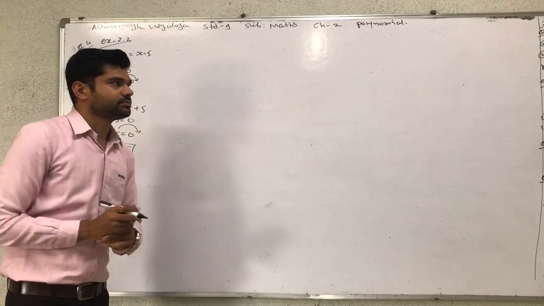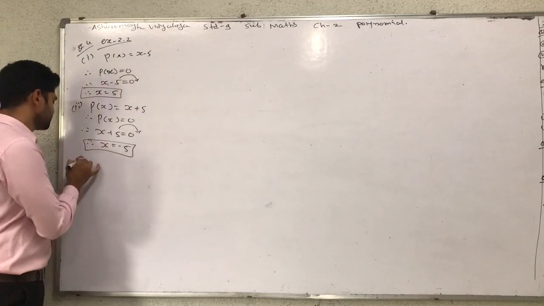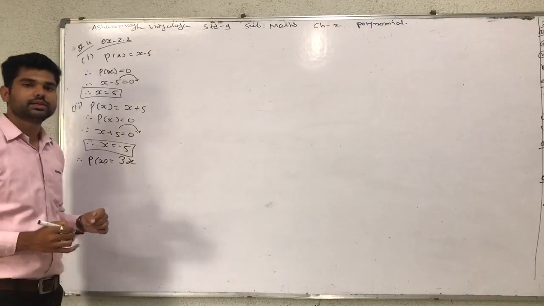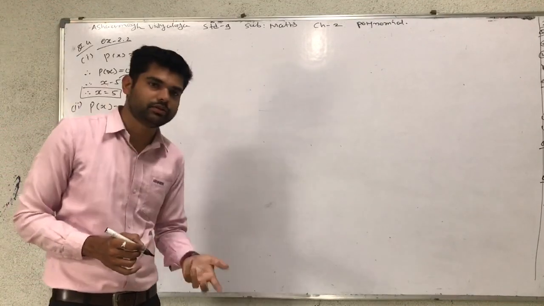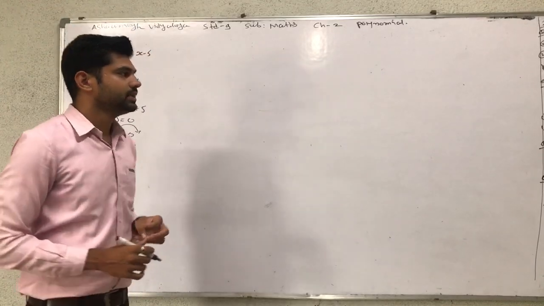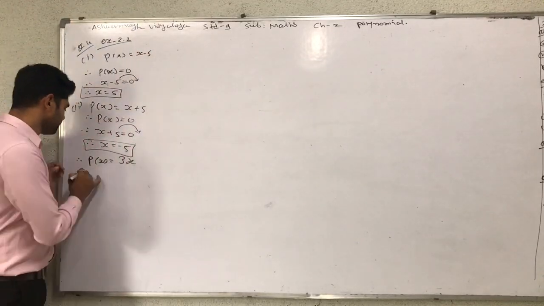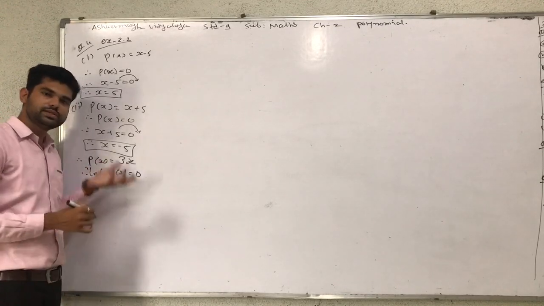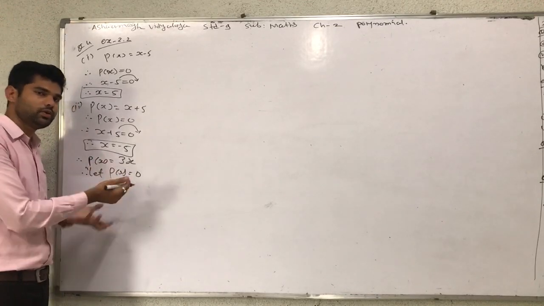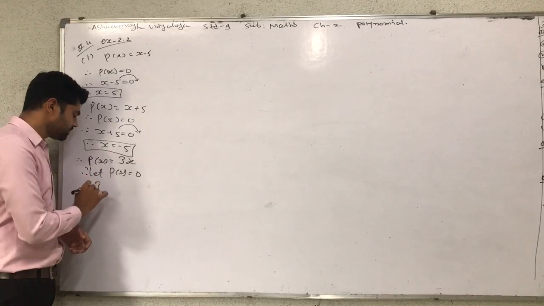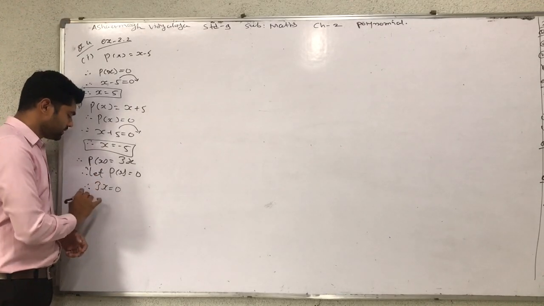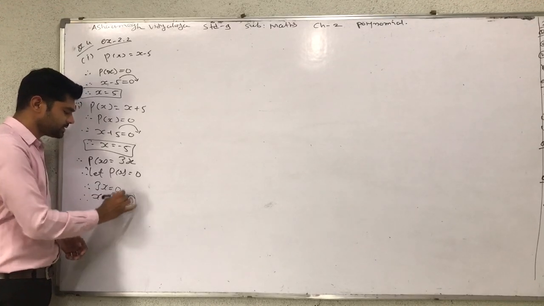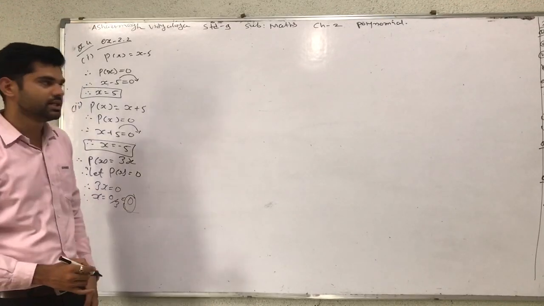Now, the next question. P of x is equal to 3x. Same as before, let p of x equal to 0 because we have to find the zero. So the remaining part is 3x equal to 0. Therefore x equals 0, since multiplication is converted into division. The answer is 0, so x equals 0.